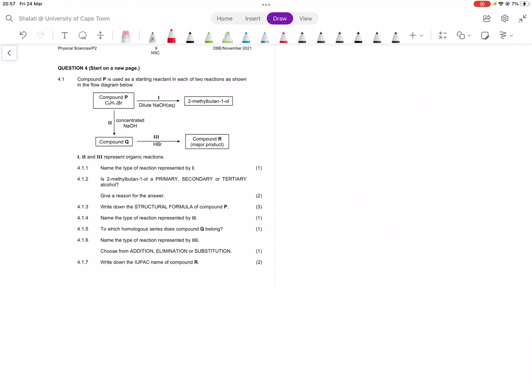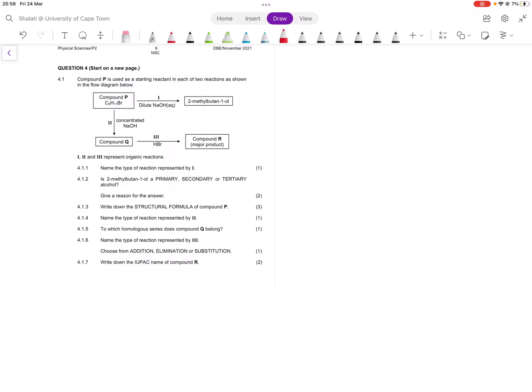Okay, so this is question 4 from the 2021 November past paper. This is the challenging part when it comes to questions like this. So again, first analyze what is given to you. If you need to redraw something, draw it and write down all the information that you already know. Okay, so what I can do here, I start with compound P.